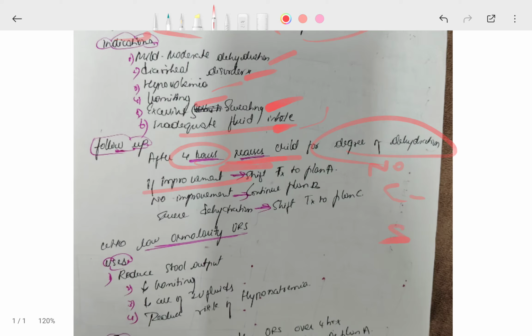If there is improvement, you have to shift from plan B to plan A. If there is no improvement, you still stay in plan B, that is you have to continue plan B. If there is severe dehydration, you will shift to plan C. You are in B now. If there is improvement, you'll go to A. If there's no improvement, you'll still stay in B. If it has become severe dehydration, you'll shift to plan C.